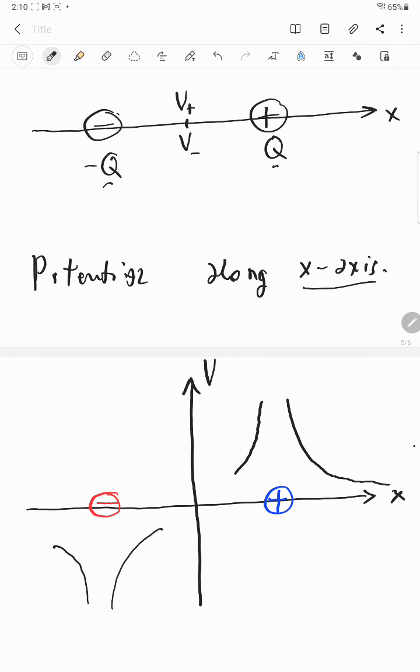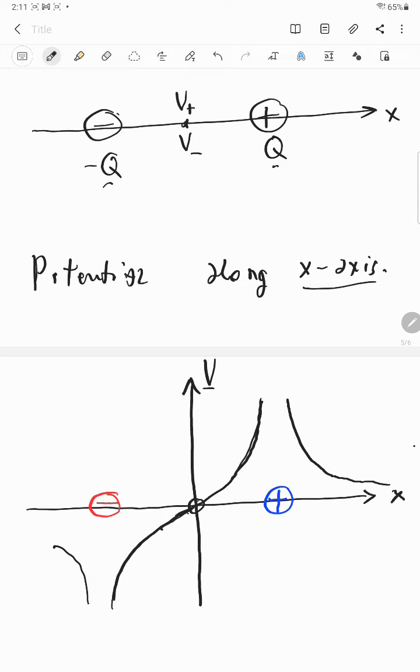You'll get a negative contribution to the potential because of the negative charge, but you're the same distance away with the same amounts of charge. So at the middle point, the potential is going to be 0, right? You get a cancellation of the potential in between for a dipole.